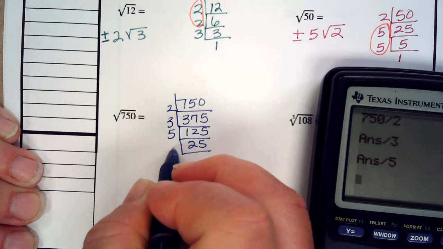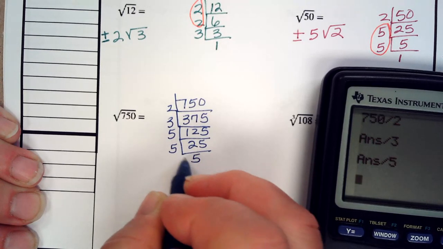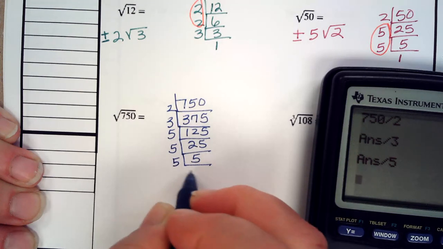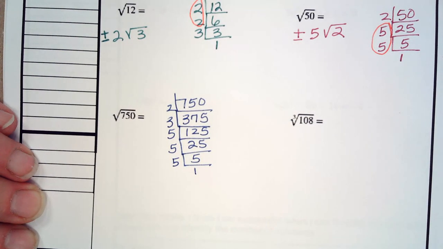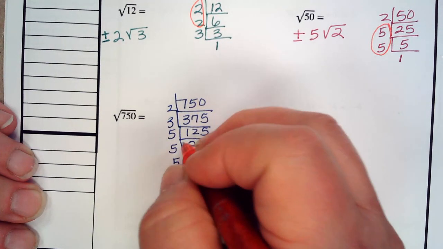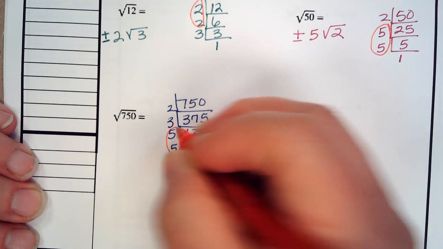25 can be divided by 5 again. I get 5. 5's prime. Divide by 5, I get 1. I am looking for 2 of a kind. So I've got two 5s, and that's it.